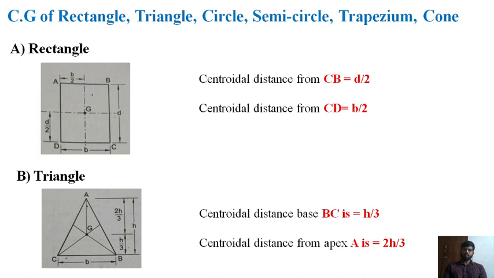Next, triangle. You can see the figure, the triangle ABC. B is the side or the base of the triangle. H is the height of the triangle. G is the center of gravity where all the lines intersect. The centroidal distance from the base BC is equal to h by 3. The centroidal distance from apex point A is 2h by 3.